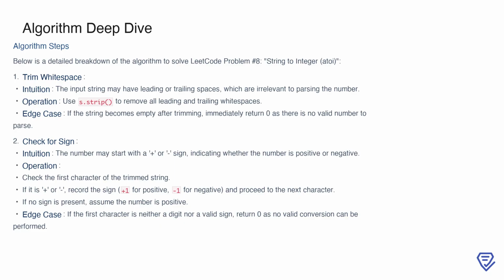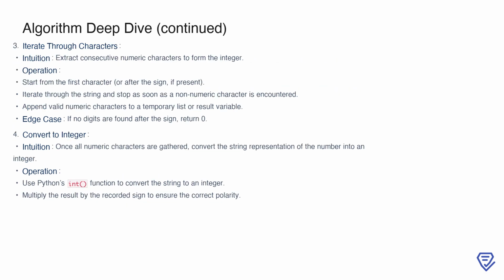A valid number may start with a plus or dash to indicate whether it's positive or negative. Here, we examine the first character. If it's a plus or dash, we record the sign as either +1 or -1 and move on to the next character. If there's no sign, we assume the number is positive. However, if the first character isn't a digit or a valid sign, the string doesn't represent a valid number, and we return 0 right away. Now that we've handled whitespace and the sign, the next step is to extract the numeric portion of the string.